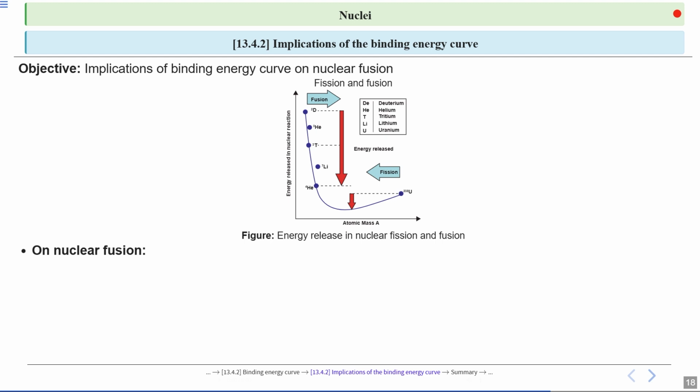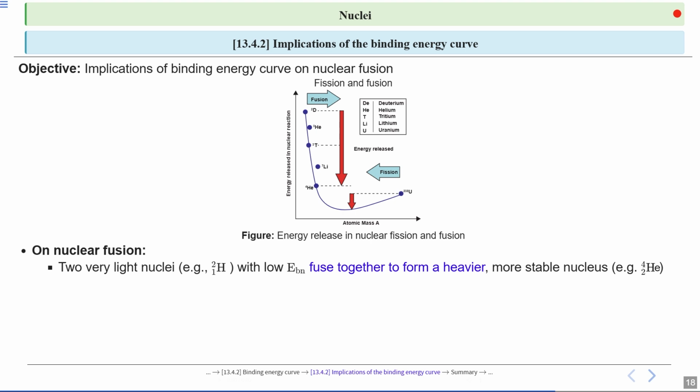Let's talk specifically about nuclear fusion. Fusion is when two very light nuclei come together to form a heavy nucleus. For example, two hydrogen nuclei can fuse to make a helium nucleus. Here is what happens in more detail: two very light nuclei like deuterium, which is hydrogen-2, each have a relatively low binding energy per nucleon. When they fuse, they form a heavier and more stable nucleus, that is helium-4.